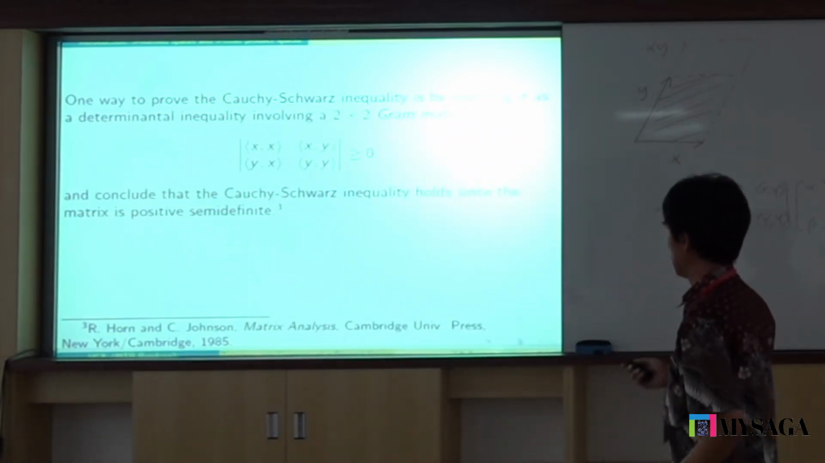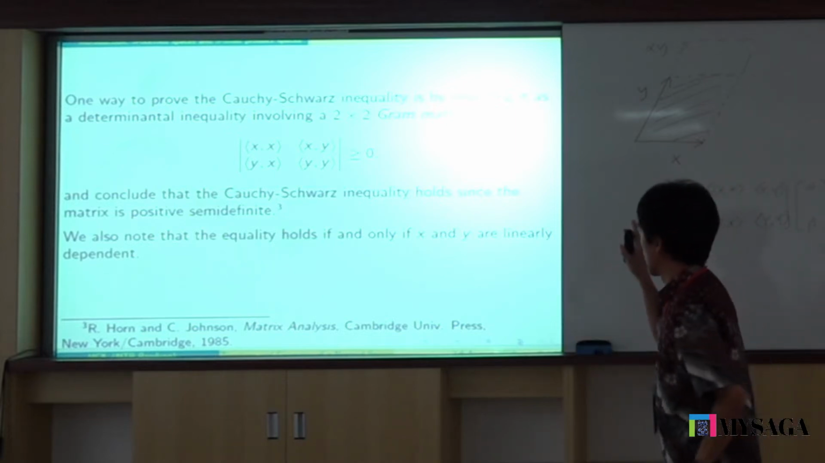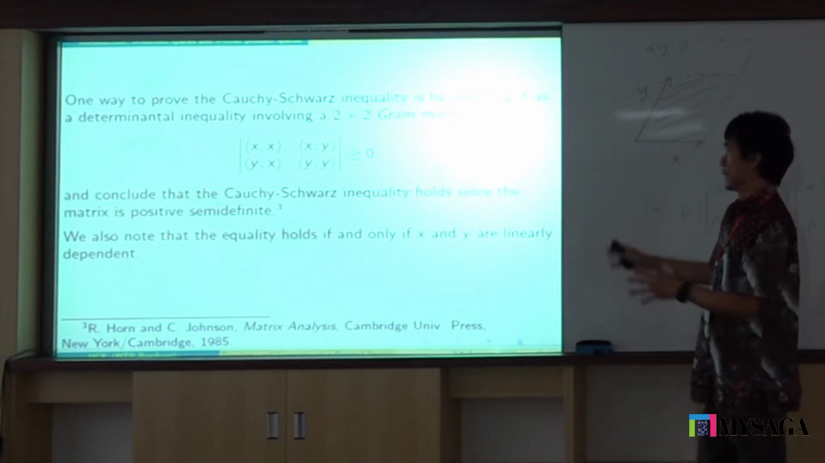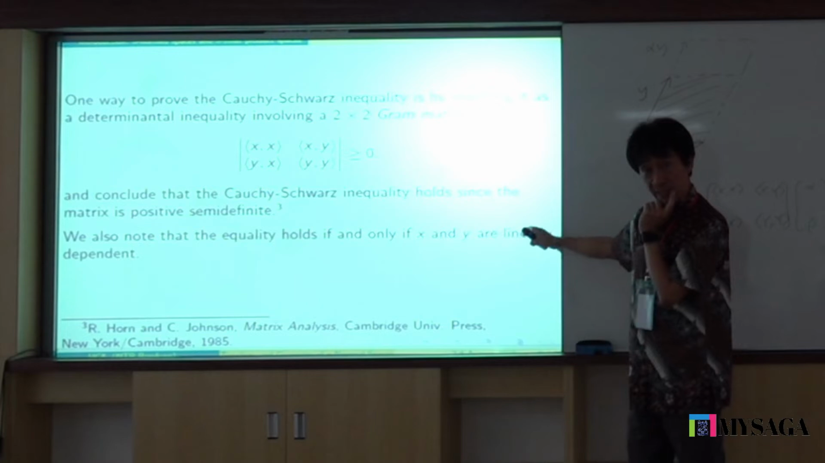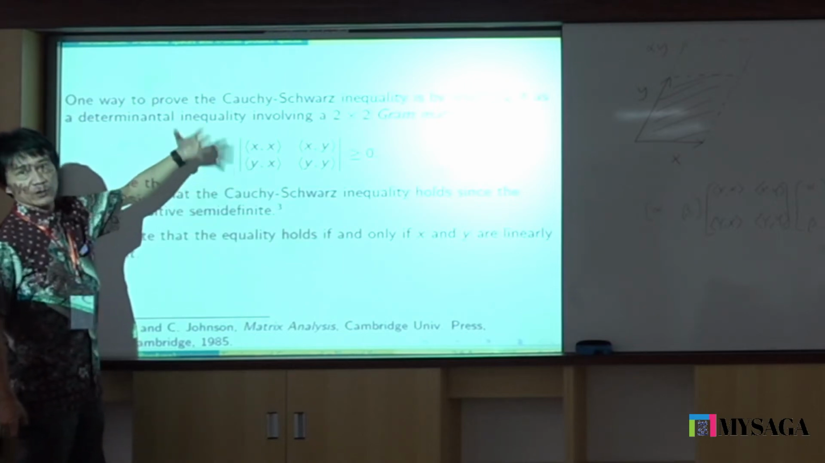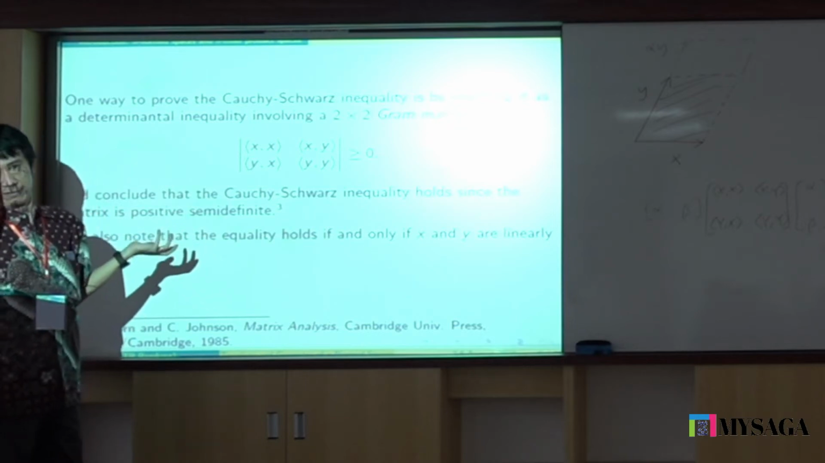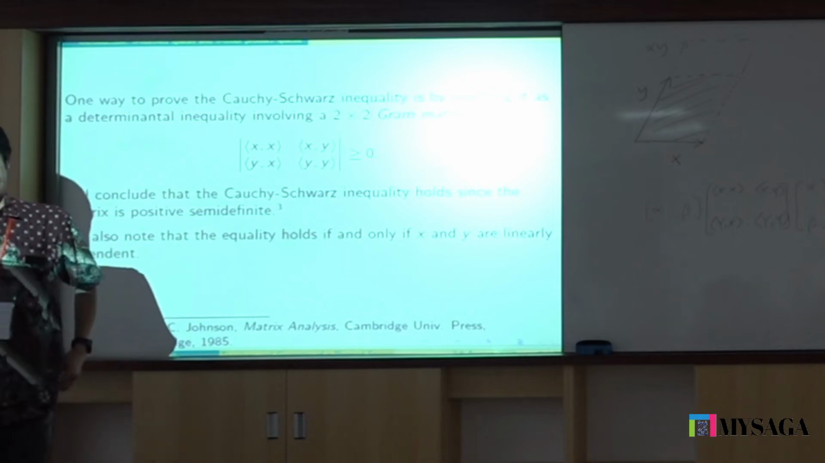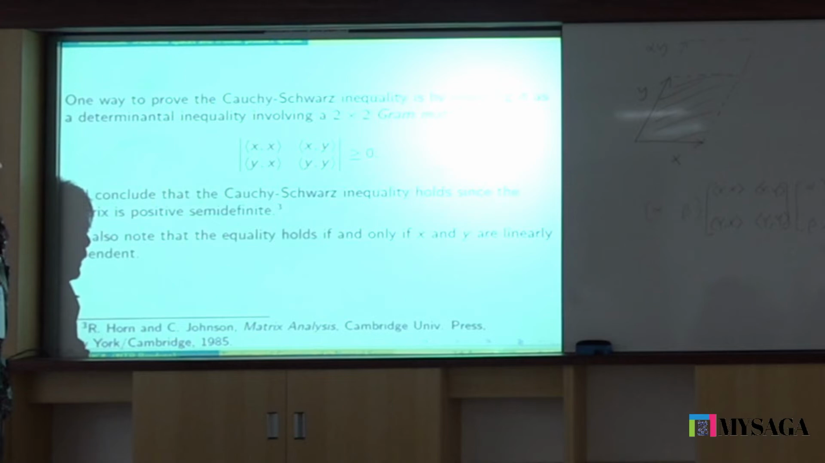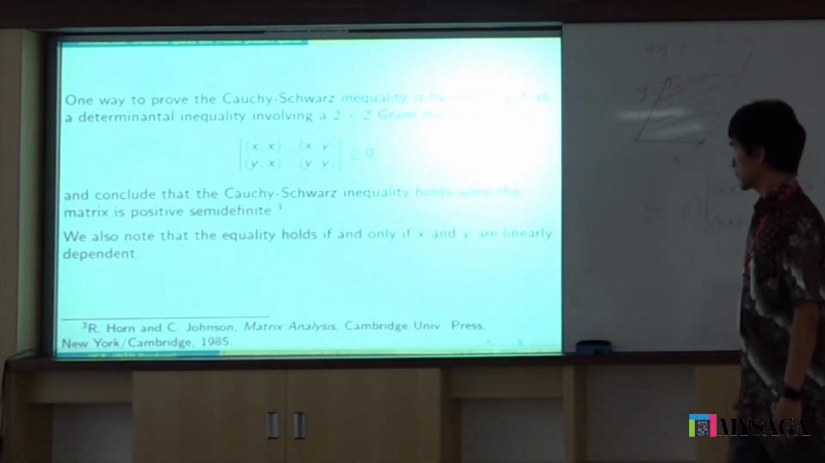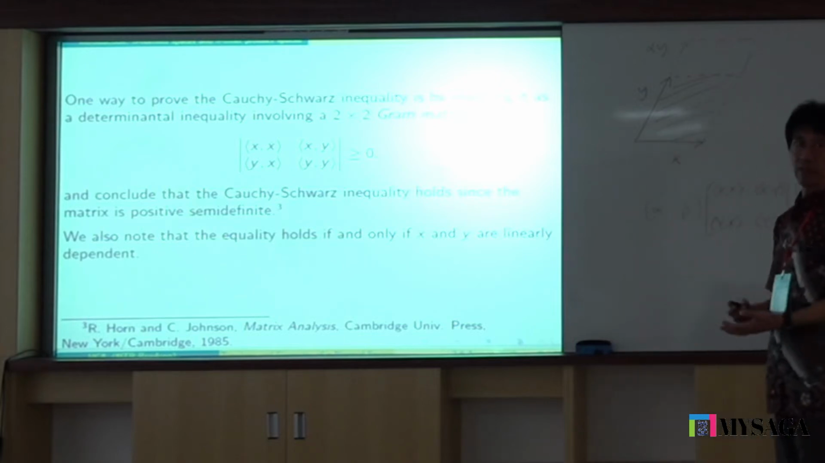Now, one more thing from this inequality is that we see that the equality holds if and only if x and y are linearly dependent. That result is very clear from this inequality. Why? Because if x and y are linearly dependent, then you can do an elementary row operation. Okay, so the second row will vanish after doing the elementary row operation. And conversely, if the determinant is 0, then y must be a multiple of x. Okay, because of the property of determinants.